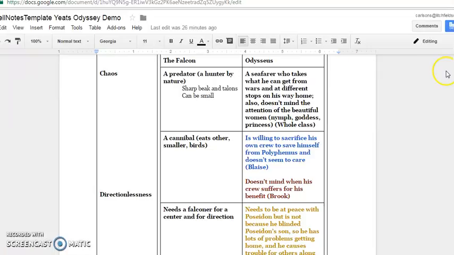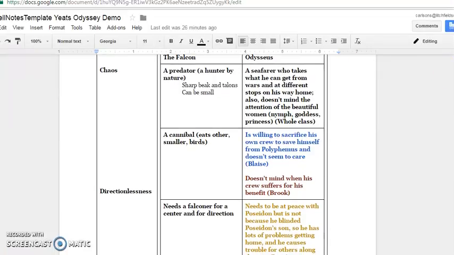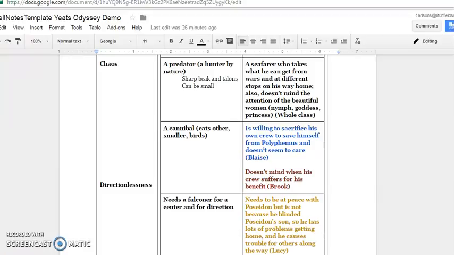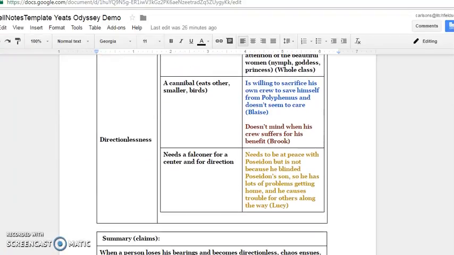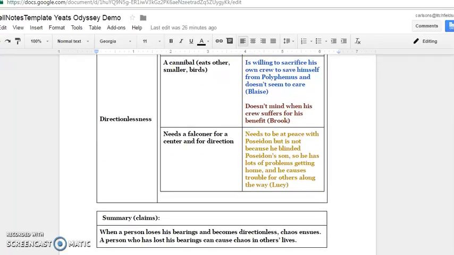So I've written these notes and I've considered them, and I've come to the conclusion that the key ideas at work here are chaos and directionlessness. Those concepts are on the left-hand side of the table. I've linked those two concepts into statements that are claims that I'm going to develop in my writing. At the bottom of the note-taking sheet, I've identified the claims as, when a person loses his bearings and becomes directionless, chaos ensues. The second claim is, a person who has lost his bearings can cause chaos in others' lives.